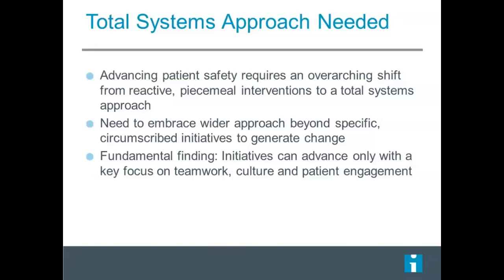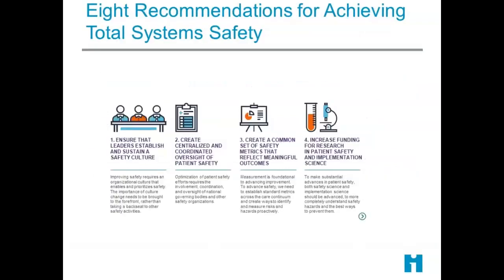And what we talk about in this report is that we need to really focus on things that are foundational, things that are going to get us to a total systems approach, and lay the foundations by which these specific initiatives can actually have the fertile soil in which they can thrive. And so what we talk about in this report is really what are those foundational things that we can do to advance total system safety and then, again, help accelerate our progress on specific initiatives. And so we came up with 8 recommendations for achieving total system safety, and I will walk through each of these relatively quickly.